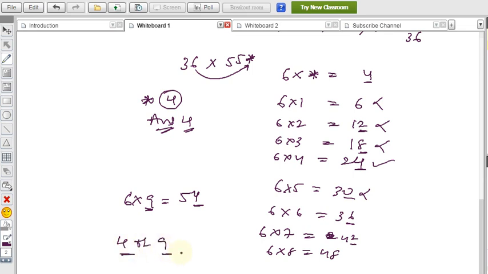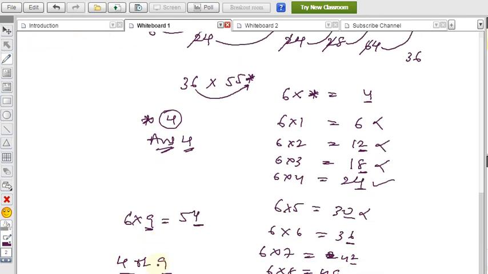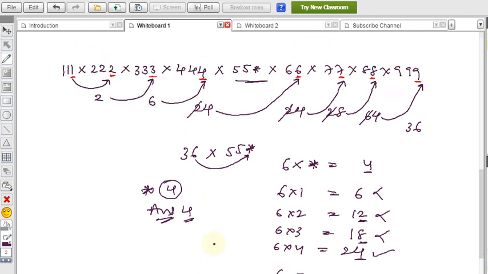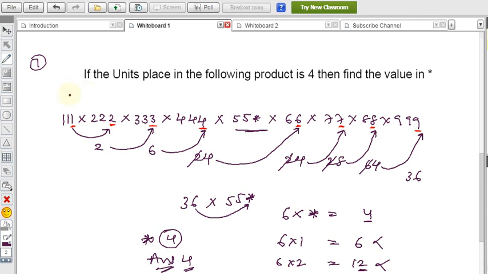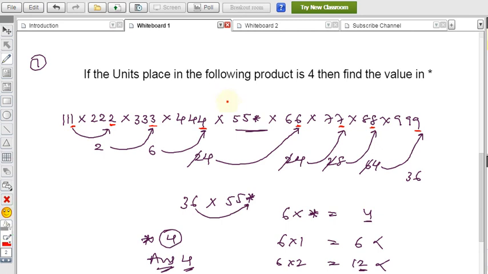But if the question asks what is the smallest or least number, then you can write 4. If the least is 4, then the highest value is 9. So there are chances of 4 and 9. According to the options we can choose. So 9 we can add as well as 4. That means in place of the star in 55 star, if it is 554 or 559, we'll get the same units place 4.